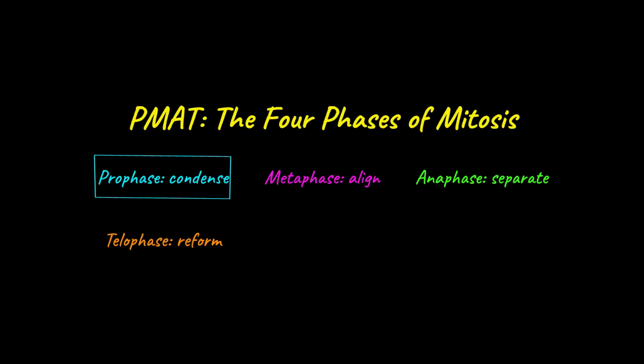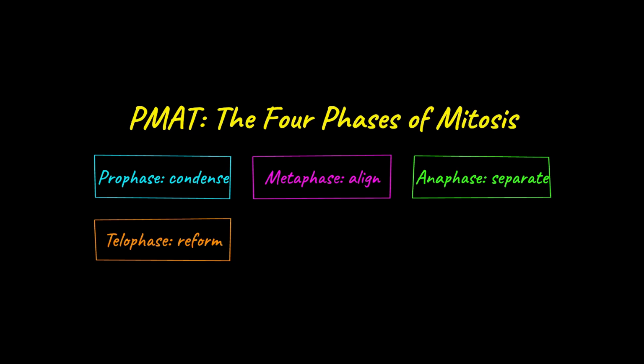The 4 phases, prophase, metaphase, anaphase, and telophase, spell PMAT. Chromosomes condense and become visible in prophase, align along the equator in metaphase, are pulled apart in anaphase, and new nuclear envelopes reform in telophase before cytokinesis splits the cell.